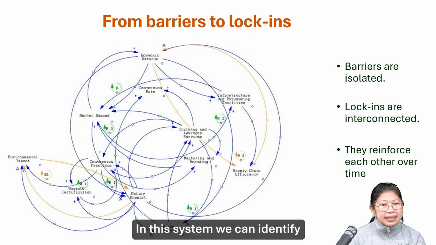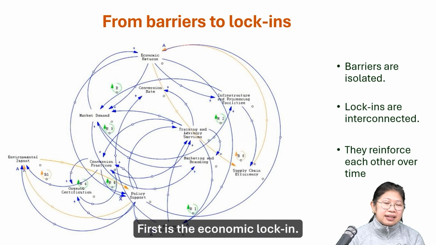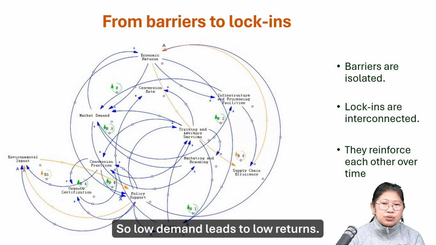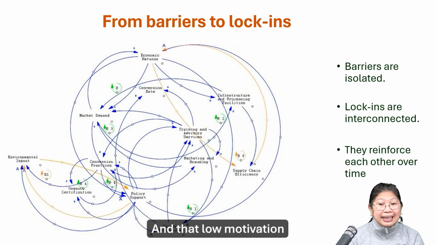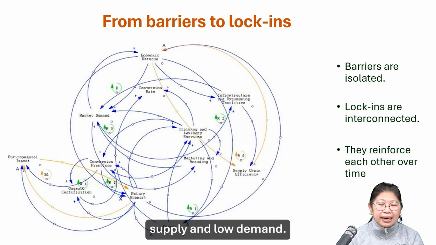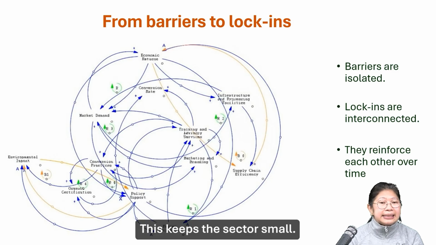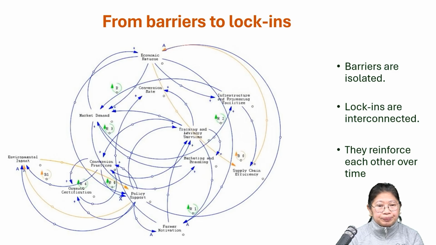In this system, we can identify several types of lock-ins. First is the economic lock-in. So low demand leads to low returns, which eventually leads to low motivation, and that low motivation leads to low conversion. And then it leads to low supply and low demand. This keeps the sector small.